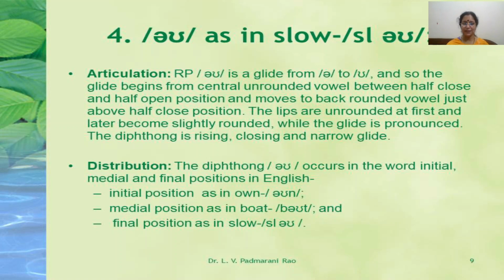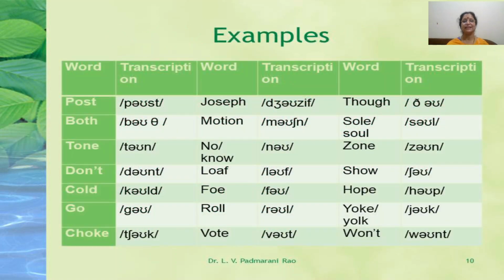So wherever you have the sound O pronounced in Indian English, you have to be reminded that it could be a diphthong. Consciously practice them. POST, post. BOTH, both. TONE, tone. DON'T, don't. COLD, cold. GO, go. CHOKE, choke. JOSEPH, Joseph. MOTION, motion.